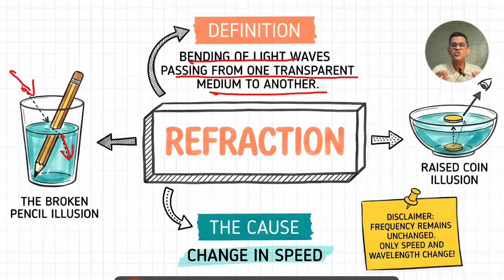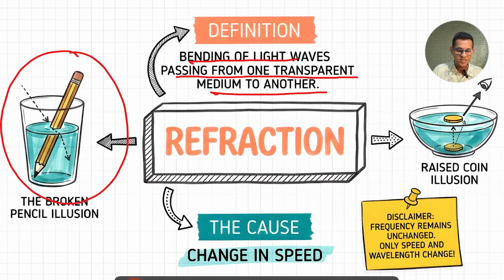This is one of the most common phenomena which happens around us and which makes us see things in a different way. For example, as I've shown here in the diagram, you can see a pencil really looks slightly bent when I'm viewing from the side. So you can see the edges are not really matching. That is because of the refraction of light. Or when you place a coin inside a bowl of water and look at it from outside, it will look raised from its actual position.